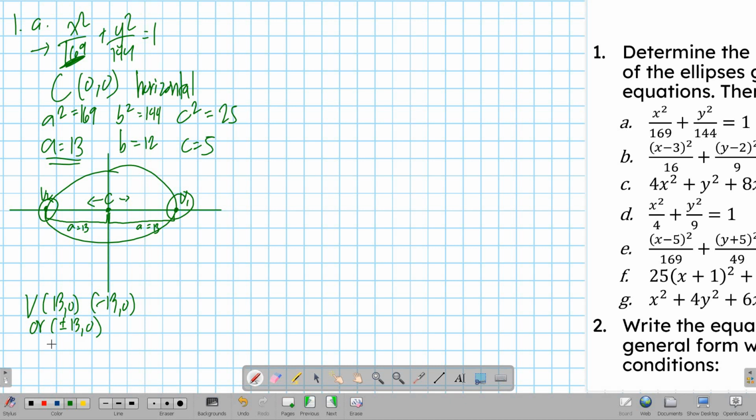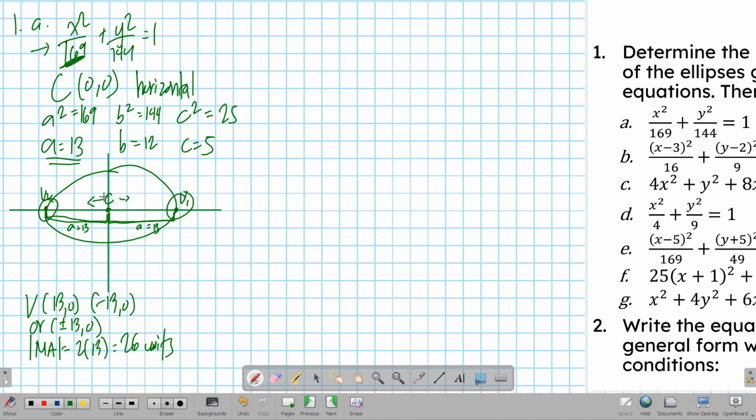Next, now we get the co-vertices. So, before we go to the co-vertices, I forgot, let's now get the major axis. The length of the major axis is simply 2a, which is 2 times 13, which is equal to 26 units. Now we go to the co-vertices, and later on the minor axis.